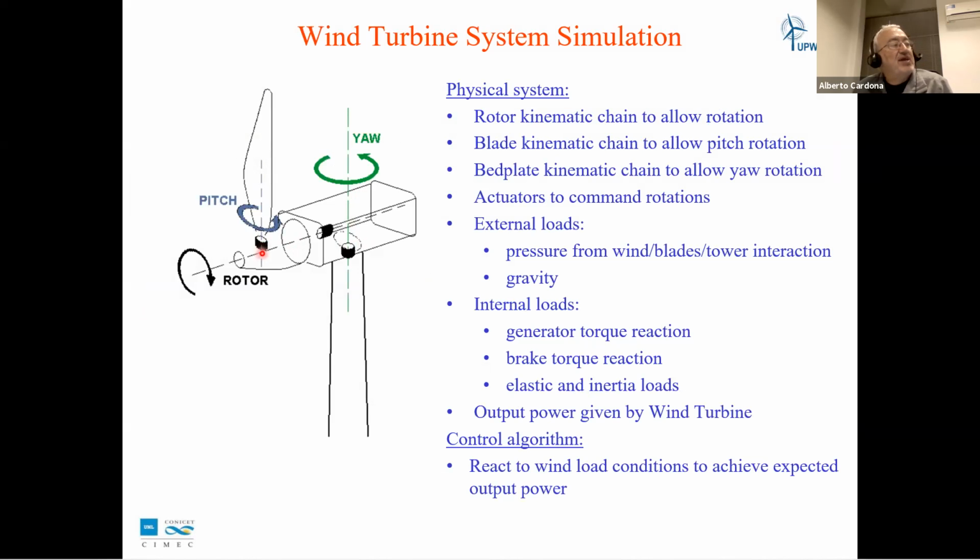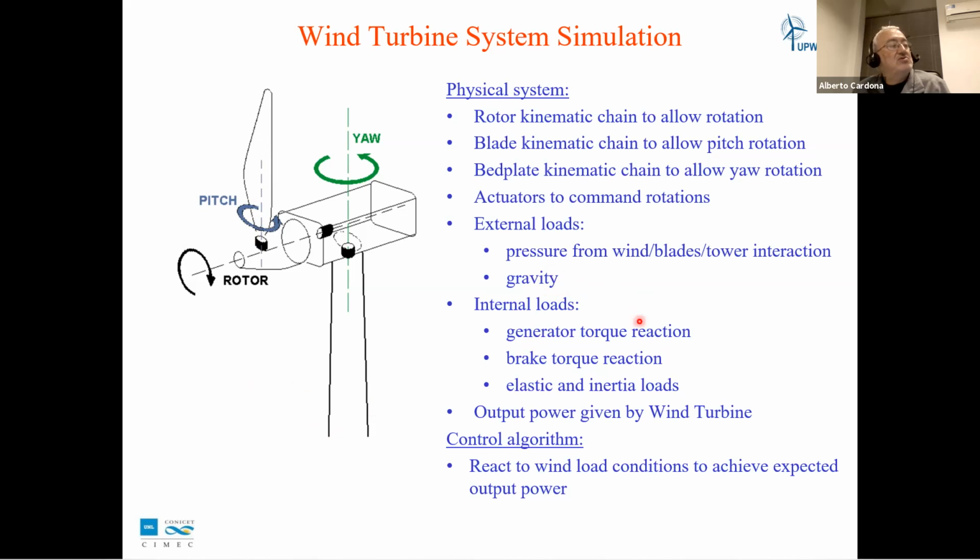So concerning the mechanism itself, we have, as I said, this pitch motion of the blades, the rotational motion of the rotor. There is a mechanism also to control yaw, which we are not modeling now. Actuators to command all these motions. There are external loads, the pressure from the wind over the blades. There is the interaction of the wind with the tower, and we take into account the interaction of the blades when passing in front of the tower.